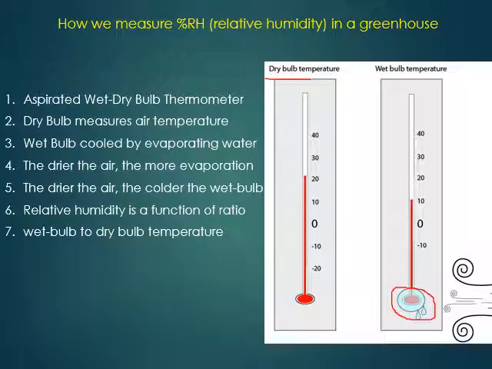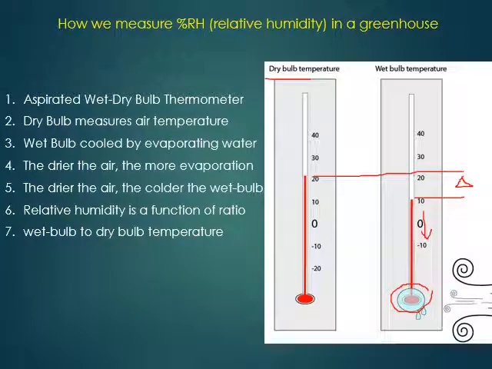And that wet wick actually evaporates. And as it evaporates, it cools the thermometer. So we end up with a difference or a delta between the two thermometers. And that goes into an algorithm to give us our percent relative humidity. Obviously, the drier the air, the more rapidly this evaporates, the cooler this becomes.